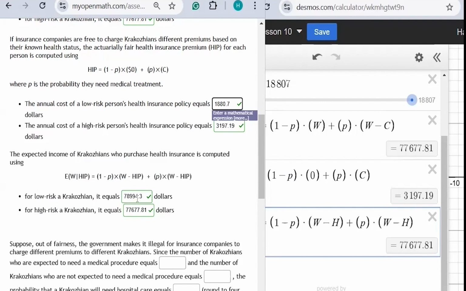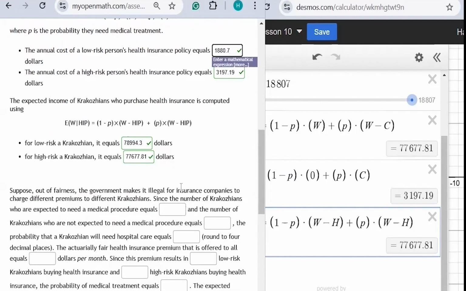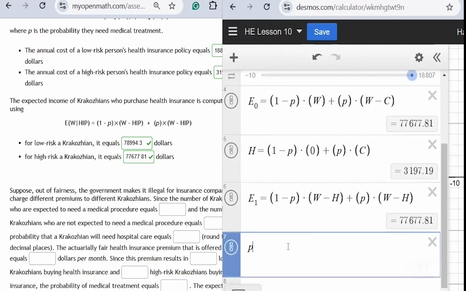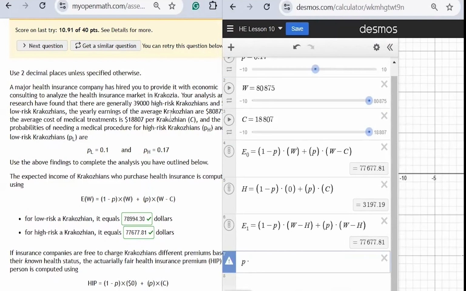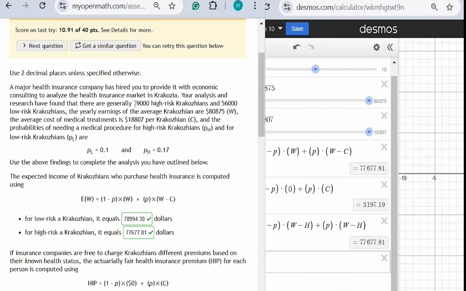So let's suppose that, out of fairness, the government makes it illegal for insurance companies to charge different premiums to different Caucasians. The number of Caucasians who are expected to need medical procedures: we need to multiply P times what? P_H, 0.17, is the probability of a high-risk Caucasian. We multiply that by the population of high-risk Caucasians, which is 39,000 in my model.